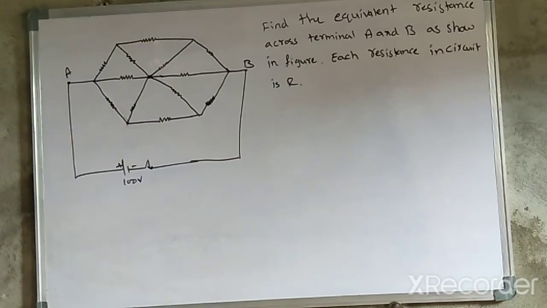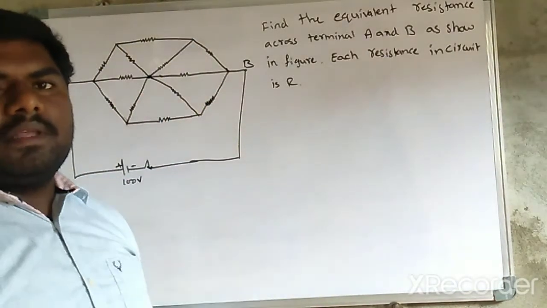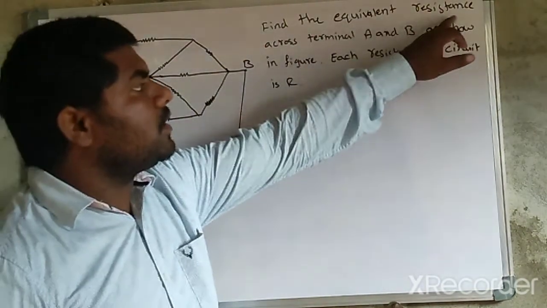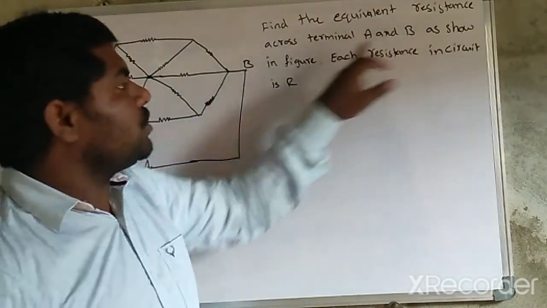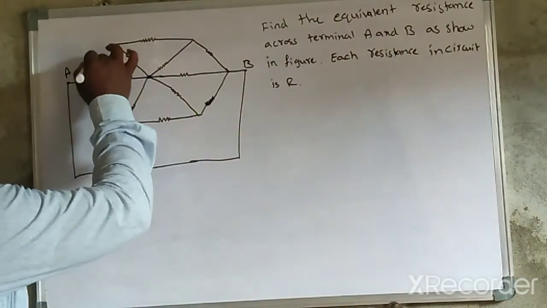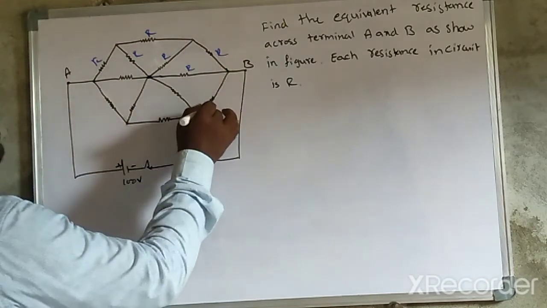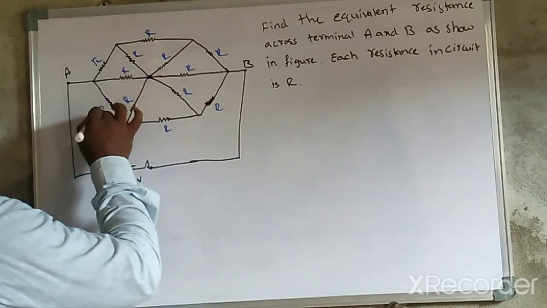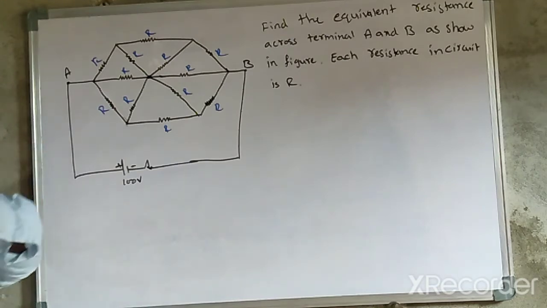So today we are going to discuss a numerical problem based on previous methods. So here one question: find the equivalent resistance across terminals A and B as shown in the figure. Each resistance in the circuit is R. It means each resistance is R. So for this, you may identify whether it is symmetric or not. So first of all, you may identify symmetry.